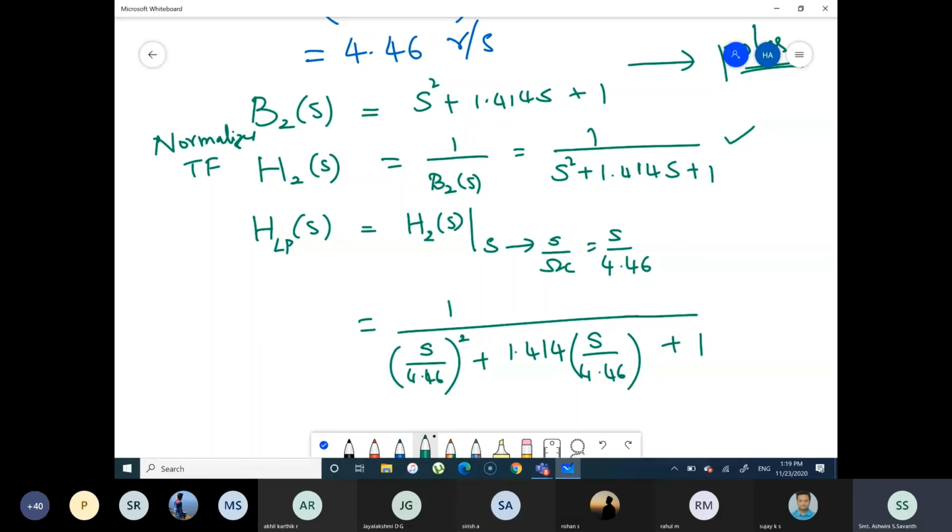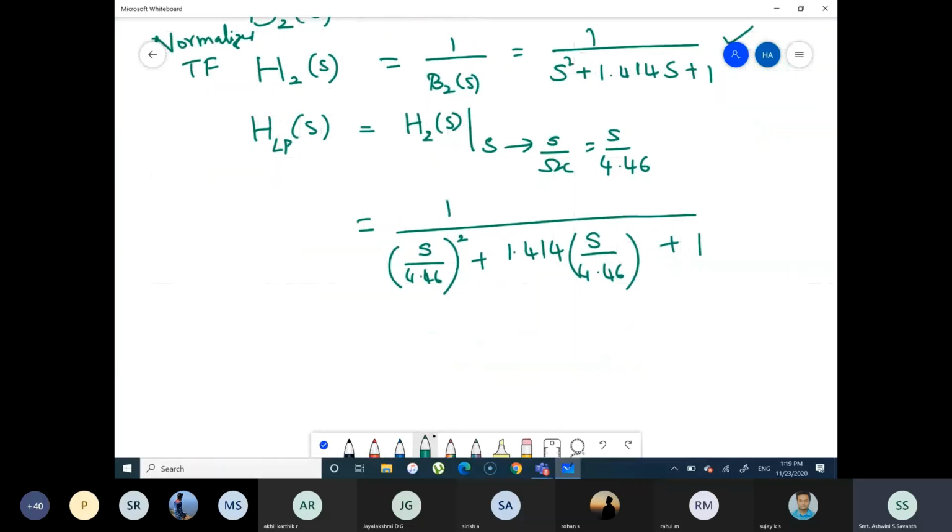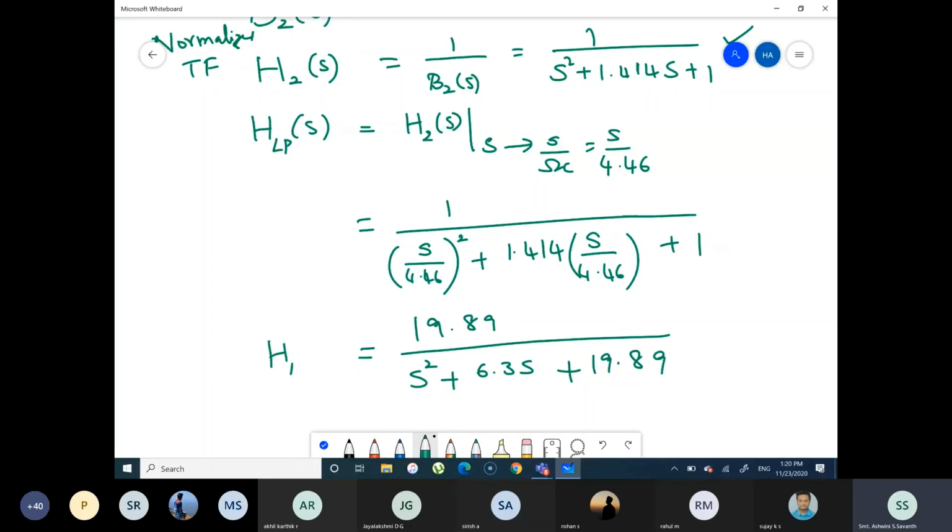Okay, so if you take the LCM and simplify and write this, you get around 19.89 divided by s square plus 6.3s plus 19.89. Okay. So that is the transfer function of the Butterworth low pass analog filter that is asked.